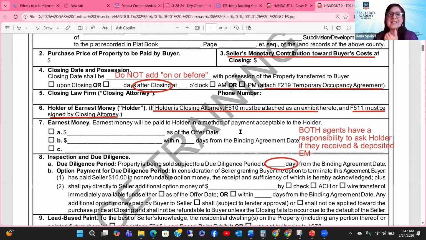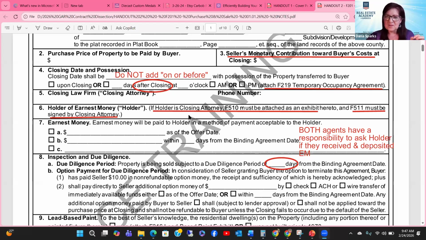Now, as a licensee, you are affiliated with your broker. When a broker brings you into their brokerage, one of the things that they allow you to do is, if that broker is named in a purchase and sale agreement to be the holder of the earnest money, your signature by affiliation means that the holder agrees to fulfill all the responsibilities of the holder with respect to the earnest money. A closing attorney doesn't sign it.